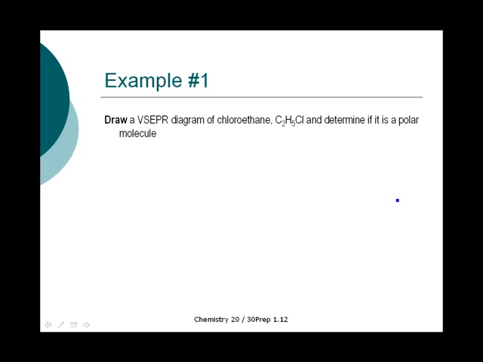So here we're going to draw a VSEPR diagram for chloroethane and determine if it's a polar molecule. First we're going to get our electron count. We have 2 carbons, 5 hydrogens, and a chlorine, which means for our valence electrons we're going to have 4 plus 4, plus 5 electrons from the hydrogen, plus 7 electrons from the chlorine, and that's going to give us 20 valence electrons.